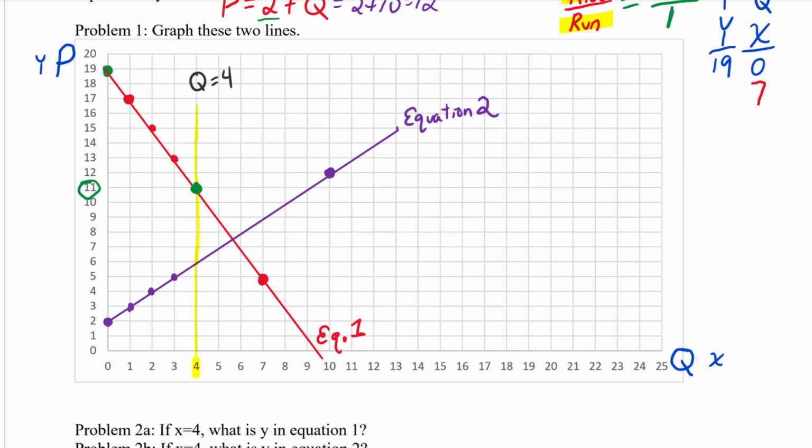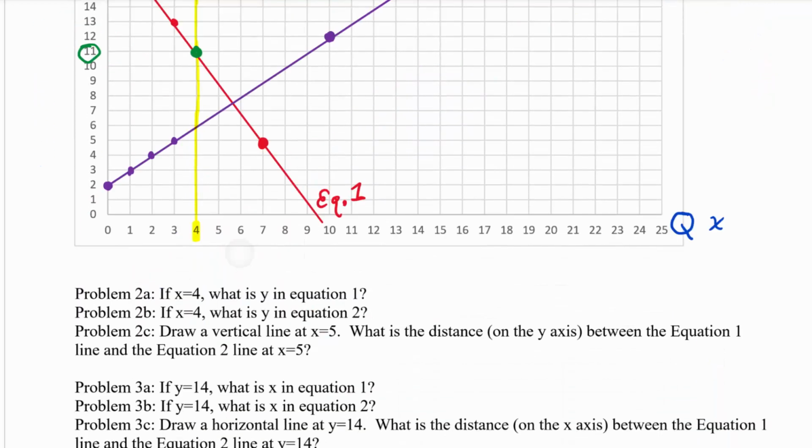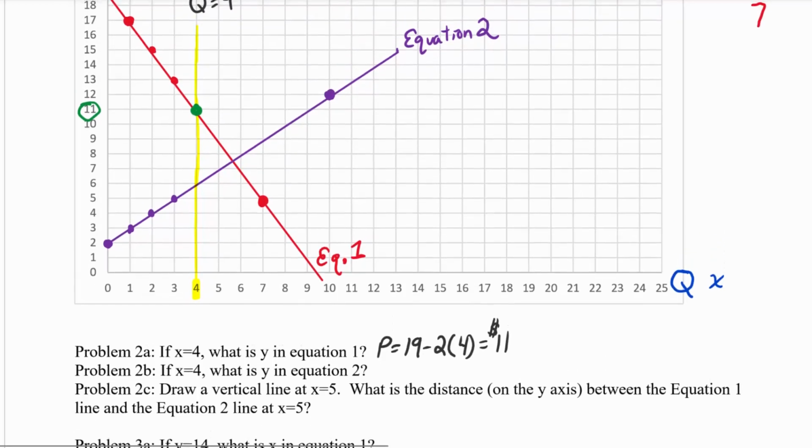So let's use that equation. Equation 1 again was price equals 19 minus 2q. So price equals 19 minus 2 times quantity, which is 4. Sure enough, that gives us $11. So the math and the graph agree. We can have some confidence in the result that we just got there.